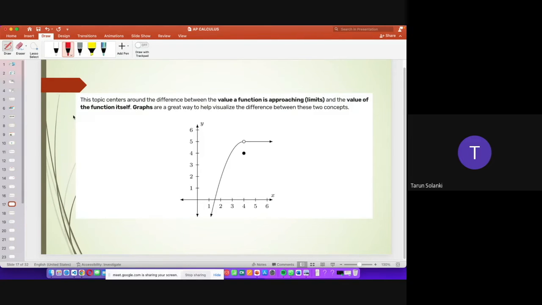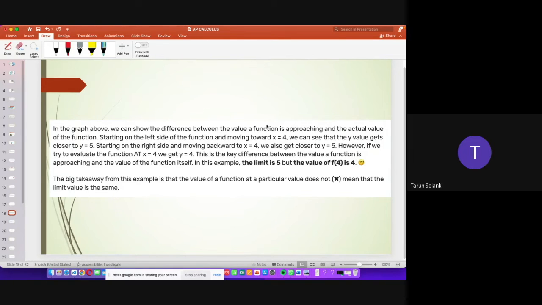Now the next thing is, this topic centers around the difference between the value a function is approaching, which is the limit, and the value of the function itself, right? Graphs are a great way to help visualize the difference between those concepts. Now let's look at this graph. Suppose the graph has some values, but it's taking 4,4. The limit is approaching at 4,4, and then it starts from some other place and moves on, right? What we can conclude from this graph is the difference between the value the function is approaching and the actual value of the function.